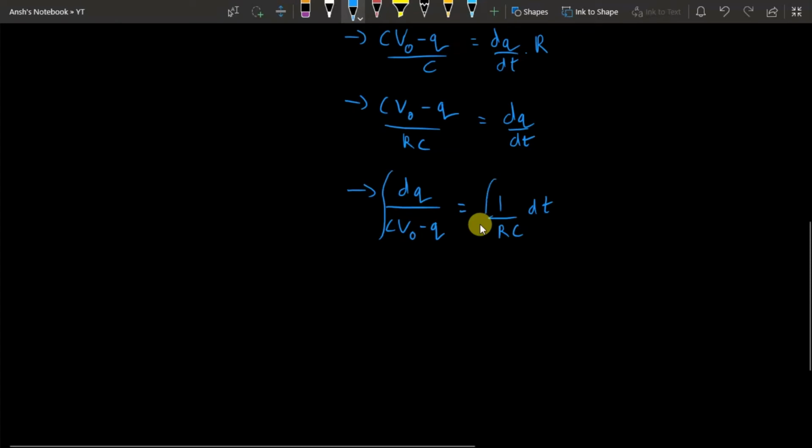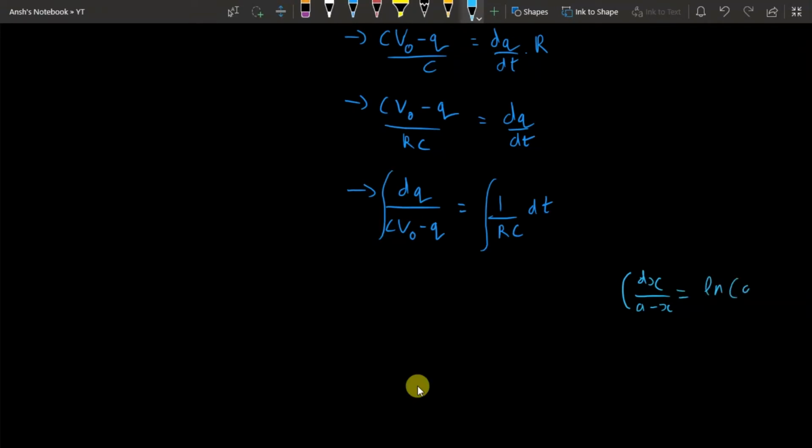So on integrating, for the left side, we have a general form of dx over (a minus x), and the answer of this integral is minus the natural logarithm of (a minus x). So here in our integral, a corresponds to cv naught and x is the variable charge. So when we integrate the left side, we get minus the natural logarithm of (cv naught minus q).